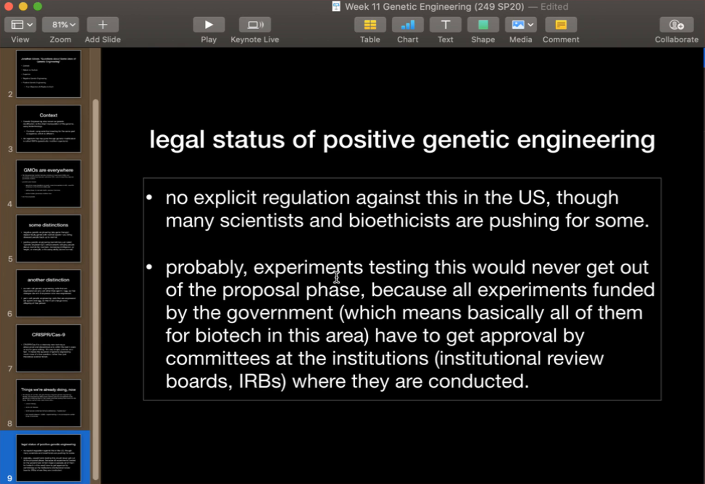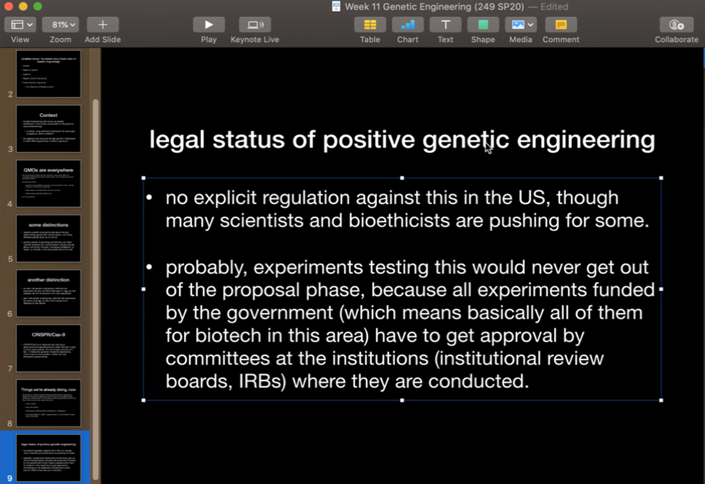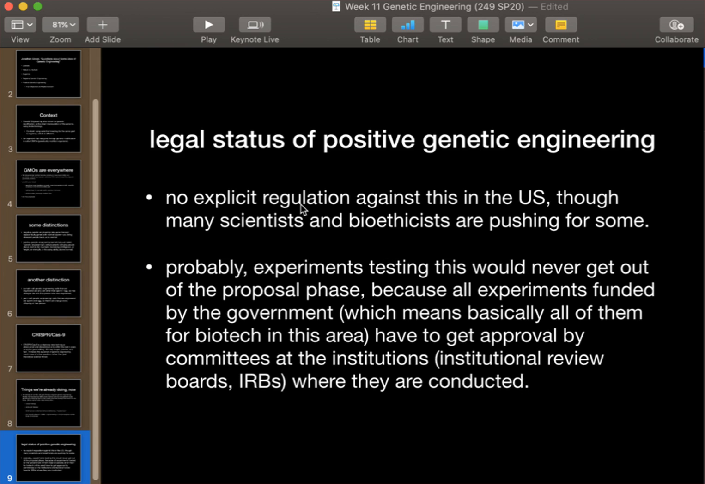They need to approve all of these experiments, and given the current attitude about positive genetic engineering, I would be shocked if any IRB ever approved an experiment on it. But again, there's not an explicit regulation against it in the United States. It's just that IRBs will probably never approve this kind of research.